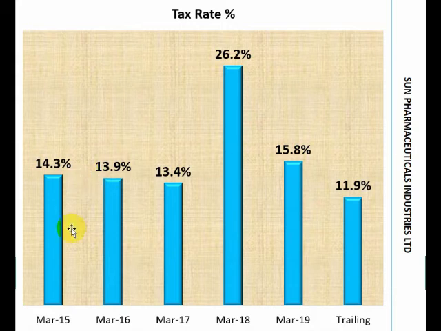In this case, we can see from 15 onwards, it has been always paying at less than 20% throughout the years, except for March 18, where it paid 26.2% of tax rate. So this particular part needs to be investigated as to why the company's tax liability increased in March 18.